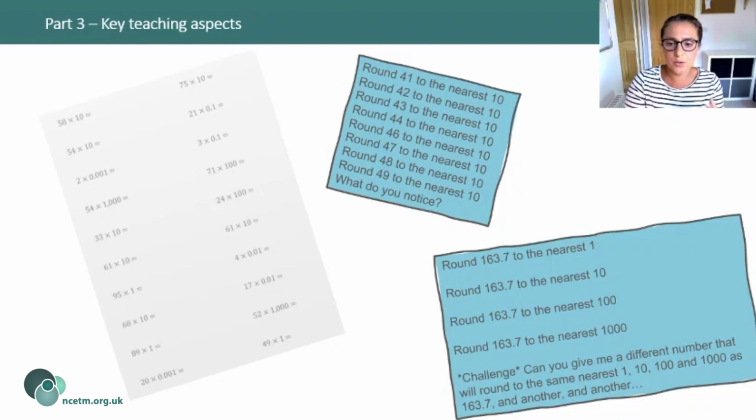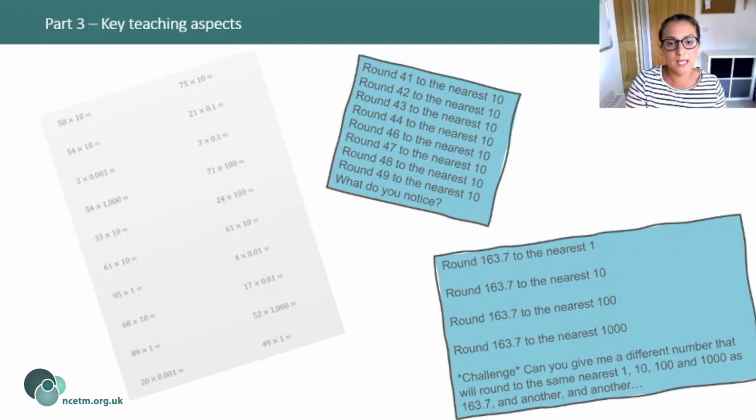So the 163.7 to the nearest 1, 10, 100 and 1,000, I could easily have chosen different numbers with one decimal place each for those 4 different questions, but by keeping the 163.7, I'm drawing attention to the fact that those numbers have a position on the number line, and that's the structure of the maths that I want them to be thinking about, rather than just a set of questions that they can round.